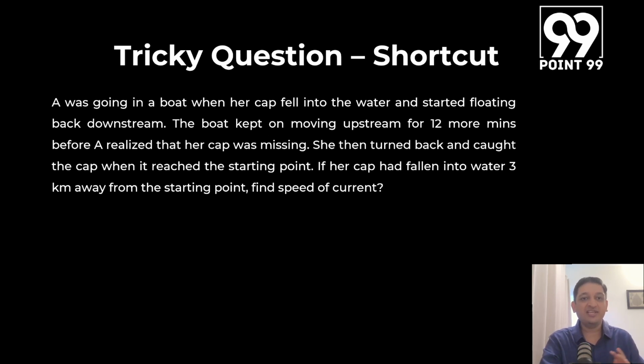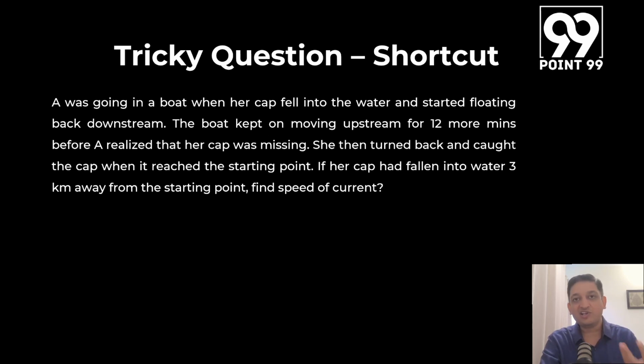Now A was going in a boat when her cap fell into the water and started floating back downstream. The boat kept on moving upstream for 12 more minutes before A realized her cap was missing. She then turned back and caught the cap when it reached the starting point. If her cap had fallen into the water 3 kilometers away from the starting point, find the speed of the current.